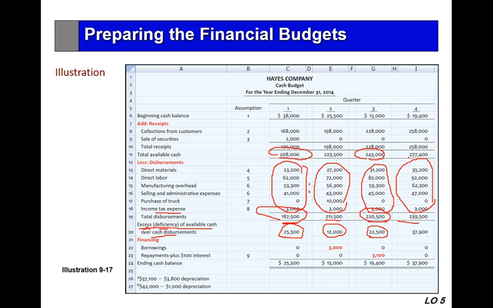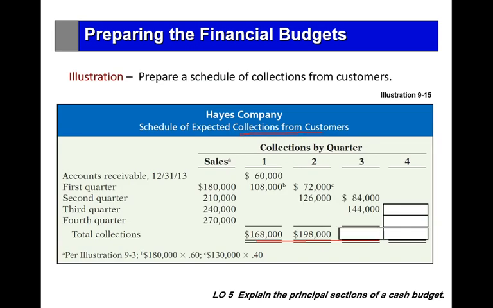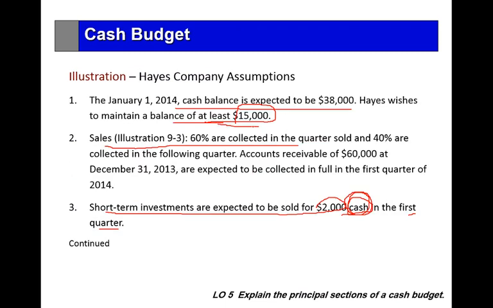For the fourth quarter we have 277,400 total cash available minus 239,500 equals 37,900. Then we have this amount and this amount. We have 37,900. Every quarter we have excess, but we remember from the illustration that the minimum balance must be at least 15,000, not permitted to be less than 15,000.